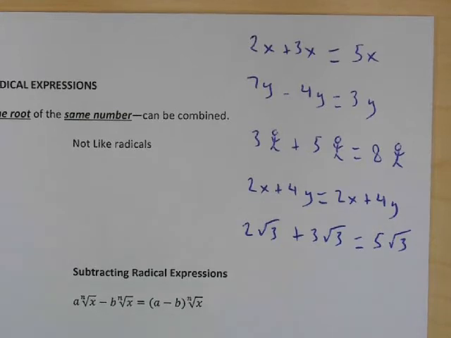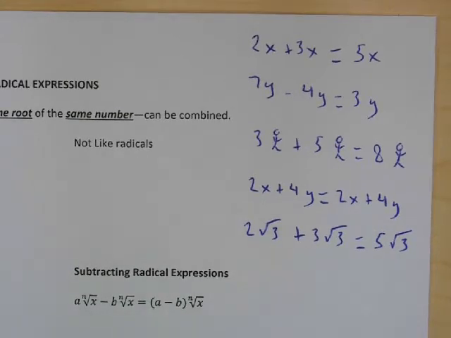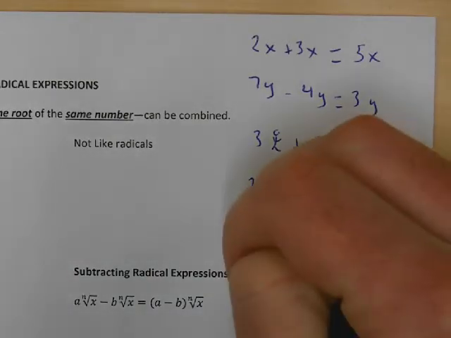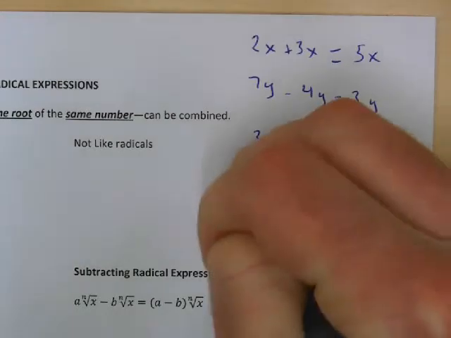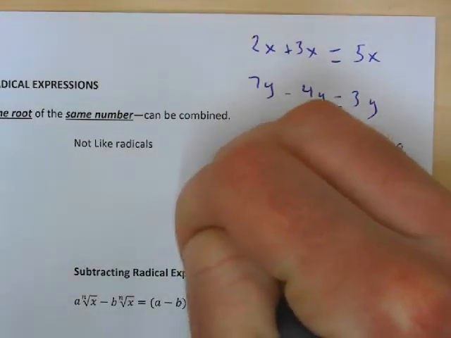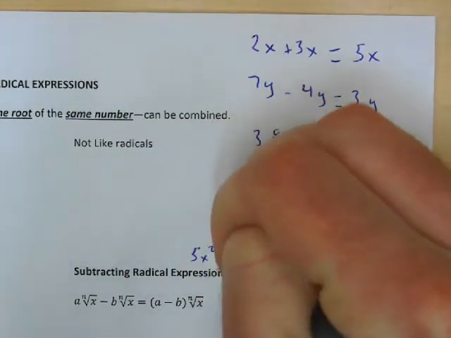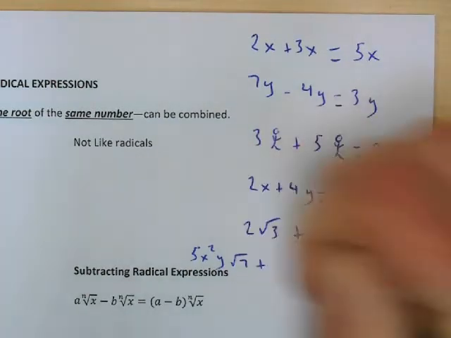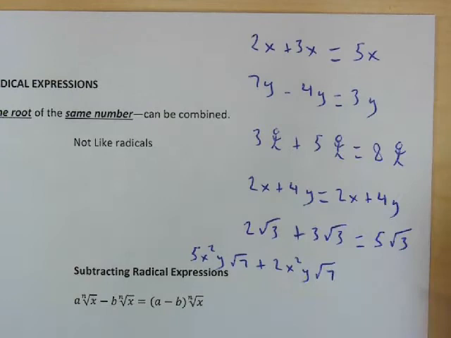I know we don't have a ton of space. Let's do one more though, because sometimes they look a little more complex than that. It might be something like, we'll try to write small, squeeze it over here in fact, 5x squared y root 7 plus 2x squared y root 7.